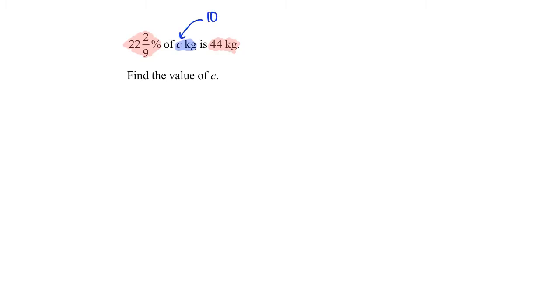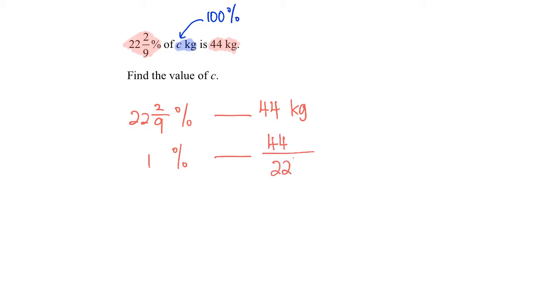This is the original 100%. So they tell me 22 2/9% represents 44 kg. So 1%, I will have to divide by 22 2/9, and I will need to find 100%.